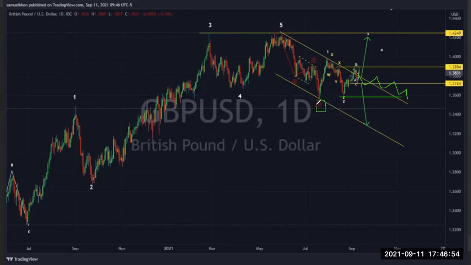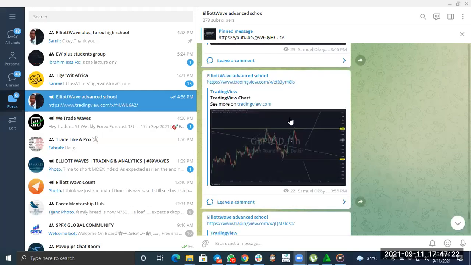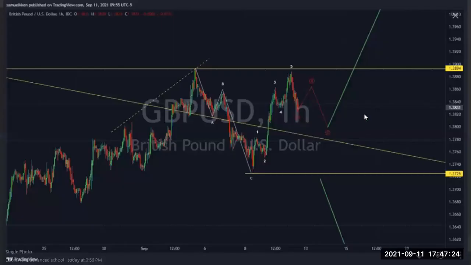Now, if this wave C is not the last wave, for instance, this is my opinion, that this is the bigger wave A, then the bigger wave B, the bigger wave C will come to this level. Now, will this happen or not? Let's see the time frame to give us more clue whether we will expect it or not.